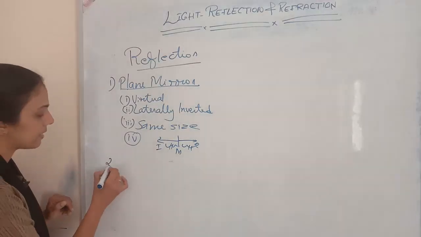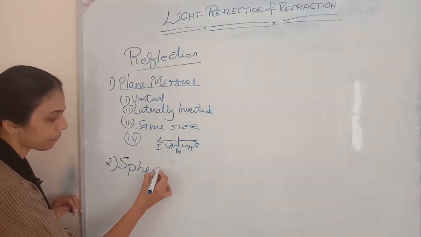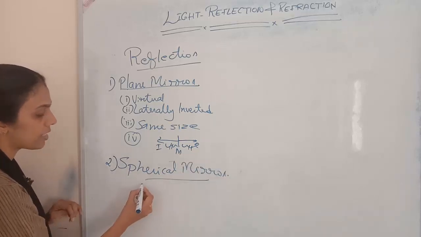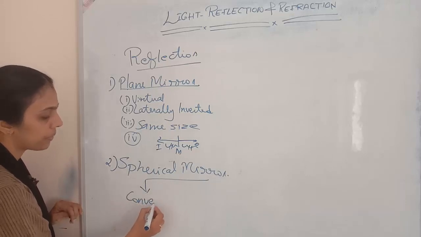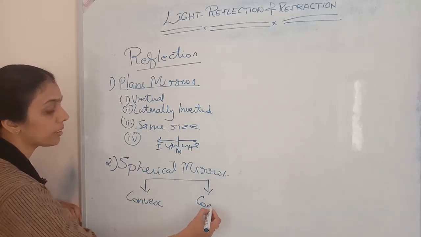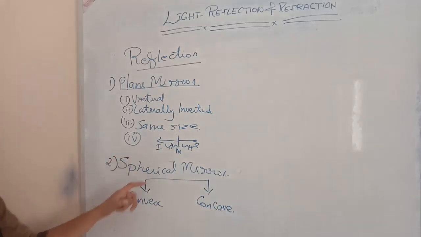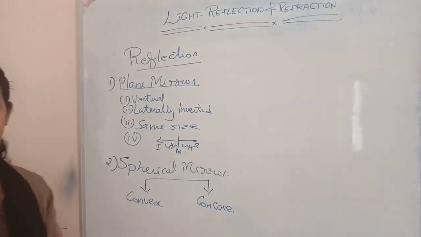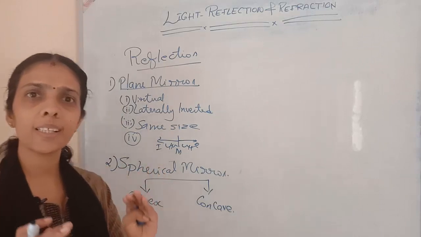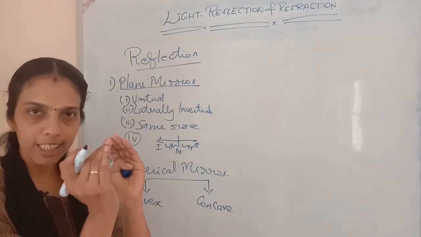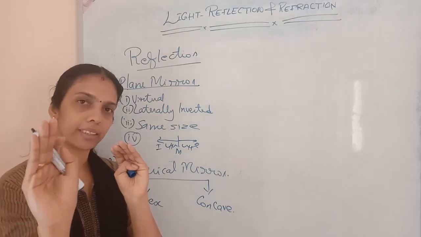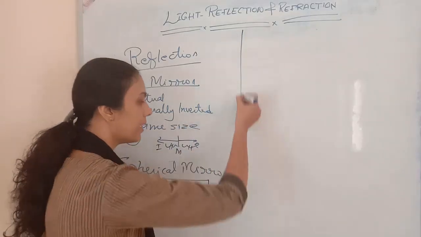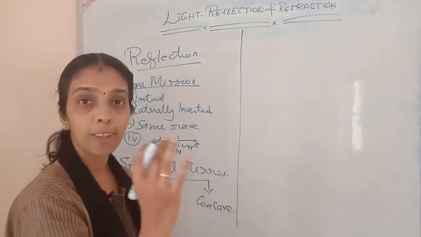Next we study the spherical mirrors. There are mainly two types of spherical mirror we are studying. First one is convex mirror and the second one is concave mirror. Before studying the convex and concave mirror, we should study spherical mirrors. Spherical mirrors are mirrors which are a part of a sphere. From the sphere, we are taking out a part, and that is a spherical mirror.